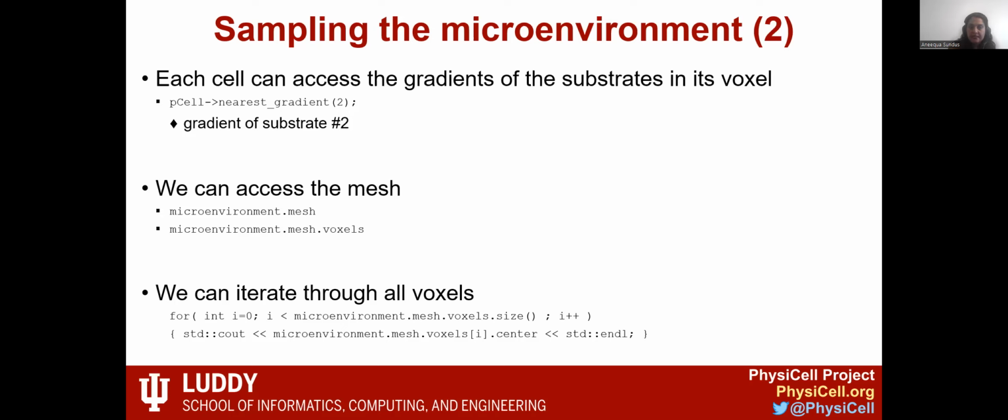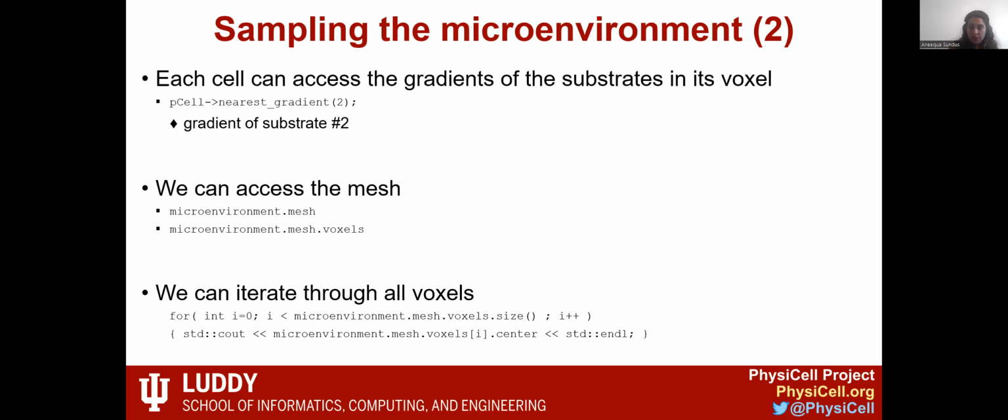Each cell can access the gradients of substrates in its voxel. We can get the nearest gradient, and 2 is the gradient of substrate number 2. Gradient of substrate number 2 means that there are at least 3 gradients, 0, 1, 2. So there are at least 3 substrates present in your microenvironment. If there are only 2 substrates, 0 and 1, then this will give you an error.